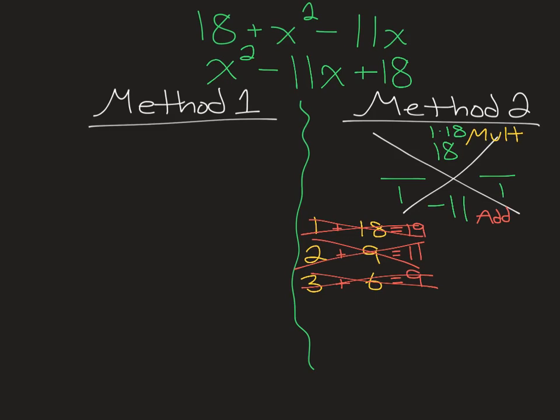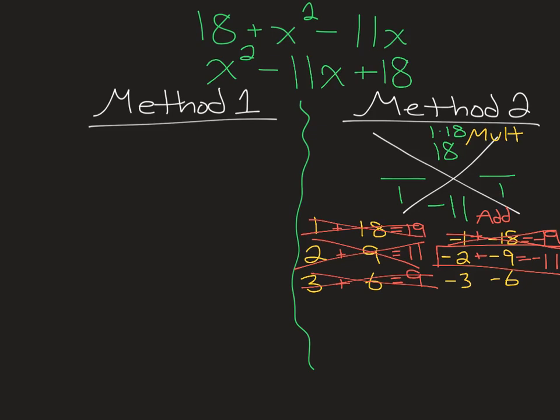However, if you think about it, a negative number times a negative number will also give me a positive number. So I could also have negative 1 times negative 18 and still get 18. I could have negative 2 times negative 9 and get 18. And I could do negative 3 multiplied by negative 6 and still get positive 18. So really I do have other options. So let me try to add these to see if I can get to negative 11. Negative 1 plus negative 18 is negative 19. Still not gonna work. Negative 2 plus negative 9 gives me negative 11. That's it. That's what I need.